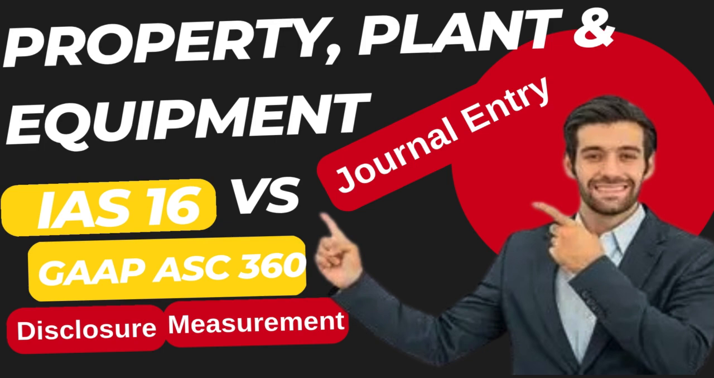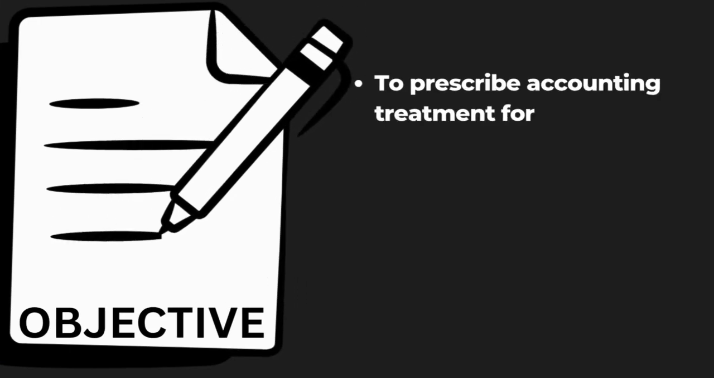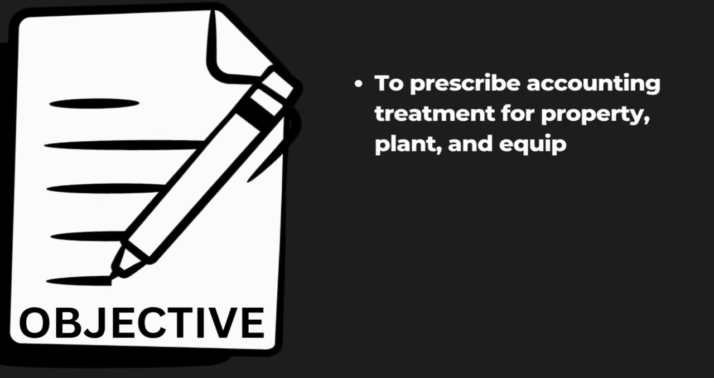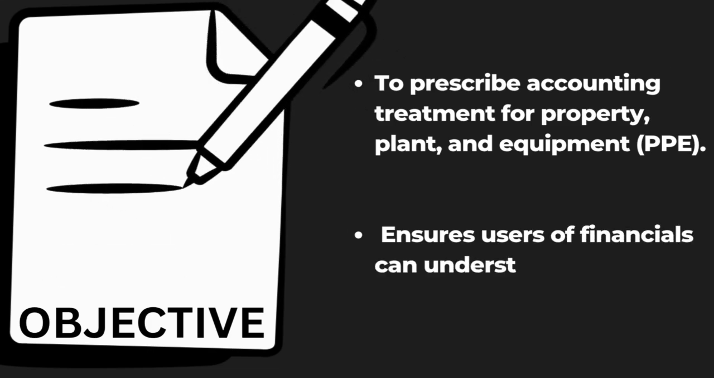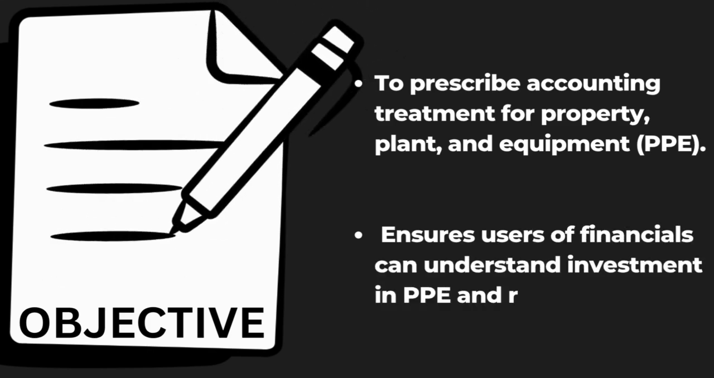In this video, we'll explain IAS 16 property, plant and equipment, including its objective, scope, measurement, cost model, disclosures, and comparison with US GAAP's ASC 360. The objective of IAS 16 is to prescribe how to account for property, plant, and equipment. It helps financial statement users understand an entity's investment in tangible fixed assets and the changes therein.